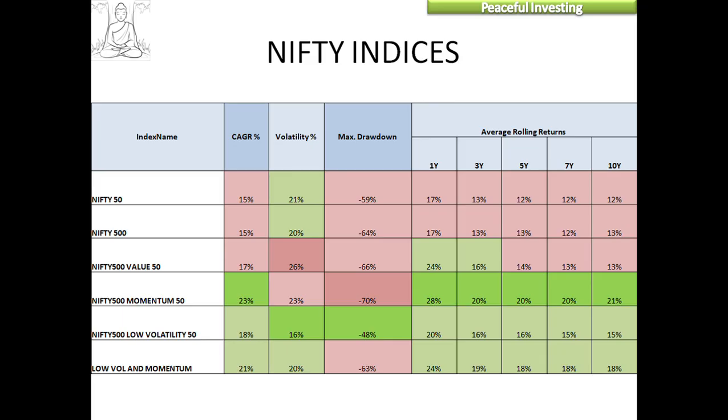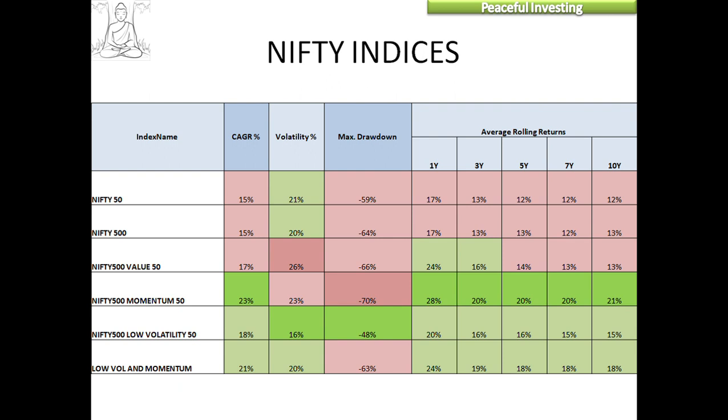It is just 16%. And if you look at the maximum drawdown, it is much less, 48%. Minimum across all the indices which we have noted down over here. And 10-year rolling return, though higher than Nifty 50, Nifty 500 and Nifty 500 value 50, is lower than the 21% of Nifty 500 momentum 50. It is 15%. Across 3-year, 5-year, 7-year periods also, it is 15-16%.